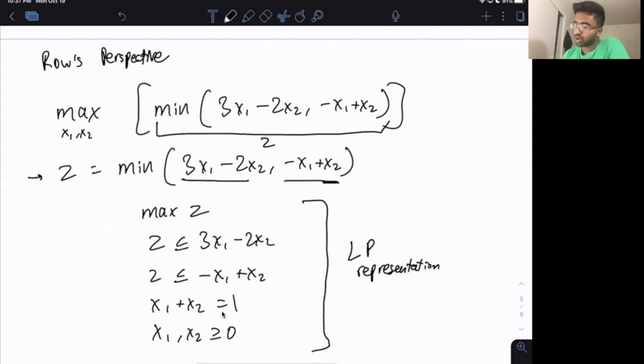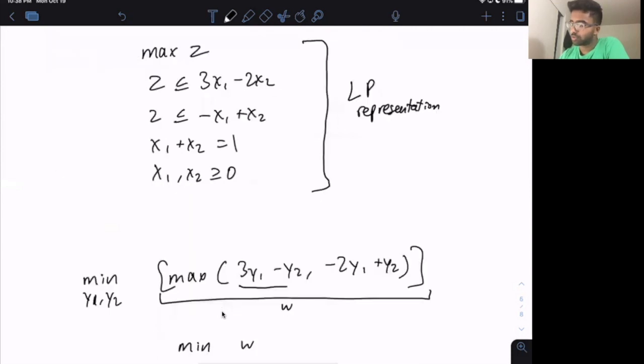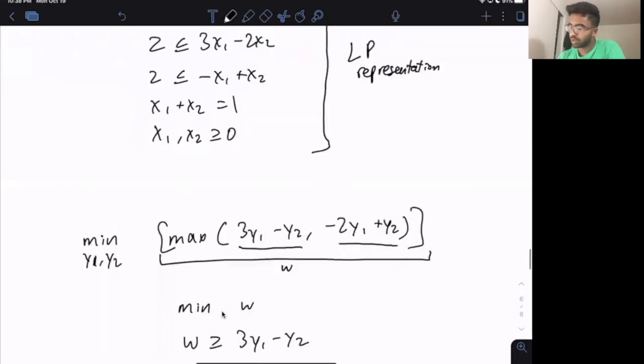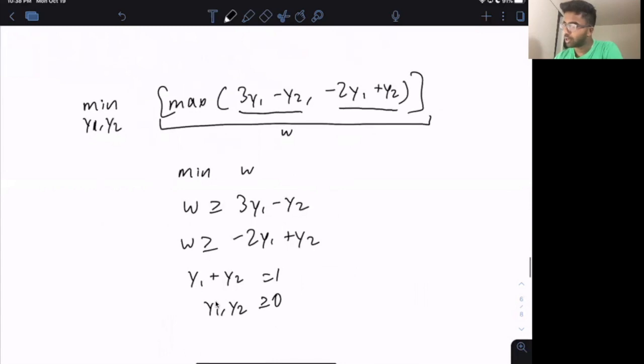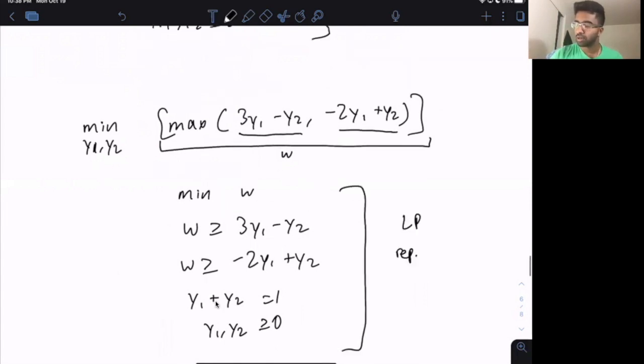And since we're setting this whole thing to w, we know that since w is the maximum of these two things, w is greater than or equal to the first expression. And we also know that w is greater than or equal to the second expression. So we can just write those two inequalities down. We also know the probabilities have to sum to 1. We also know that probabilities have to be greater than or equal to 0. So again, this is another LP representation, except now it's in, just to make it clear, column's perspective.